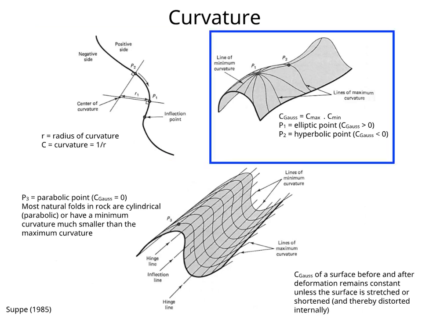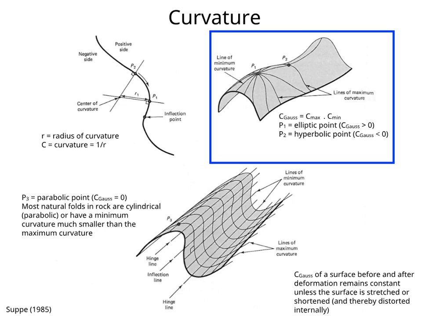We can now consider three-dimensional curvature at any point, P1, on a curved surface. Of all the lines passing through that point, one has maximum curvature, C max, and one has minimum curvature, C min. These are called the principal curvatures of the surface at point P1. The Gaussian curvature is the product of the principal curvatures.